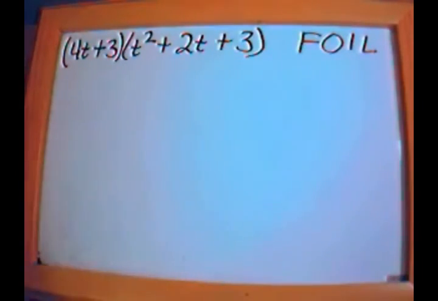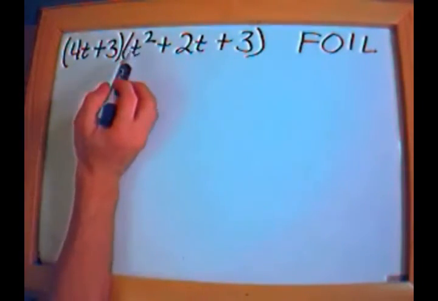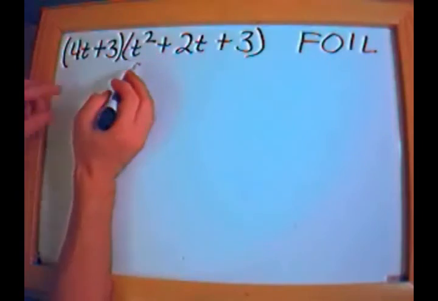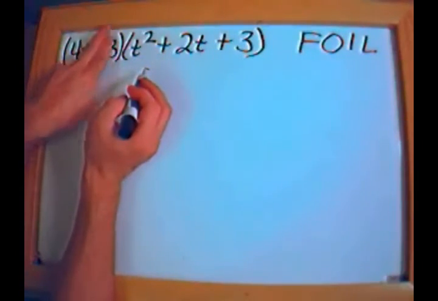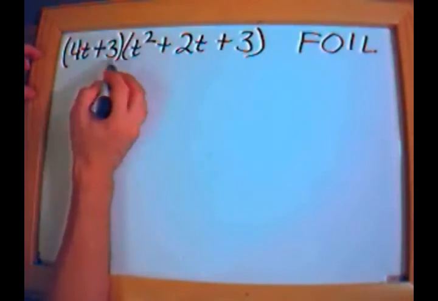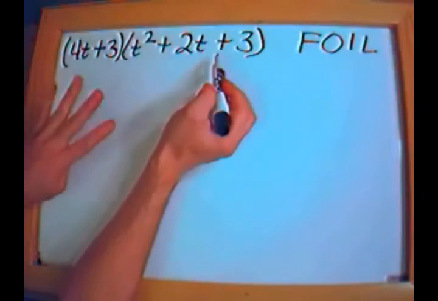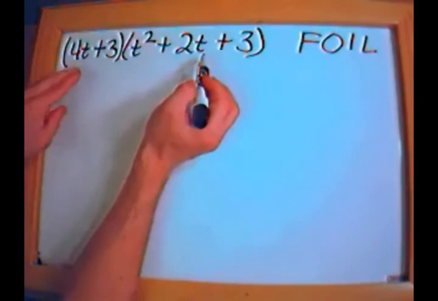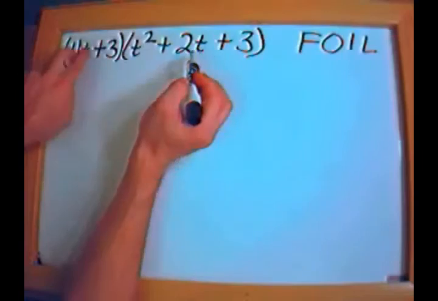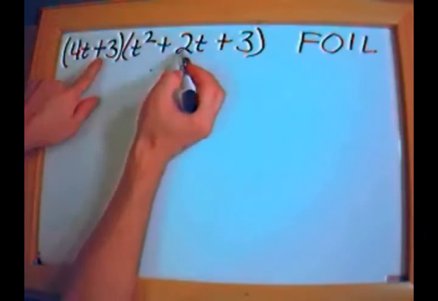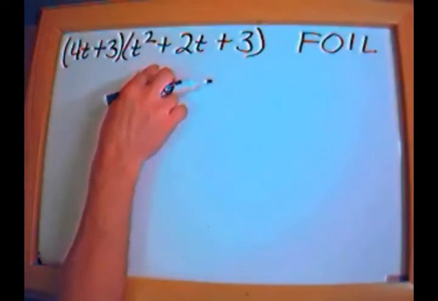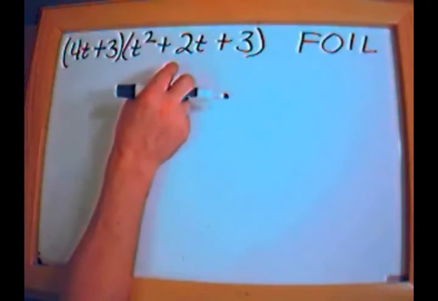Okay? Now, knowing this, could you take a guess at how you would tackle this problem? Because FOIL isn't going to help you. What we can do is cover up the 3, and I can distribute the 4t into each of these terms. I'm going to get three terms there. And then I can cover up the 4t, and I can distribute the 3 in, and I'll get 3 additional terms. So I'll get a total of 6 terms.